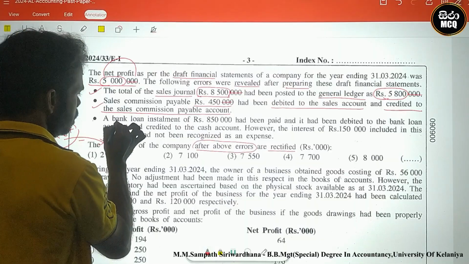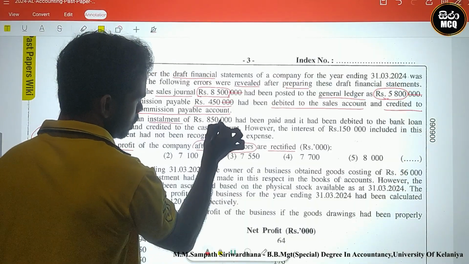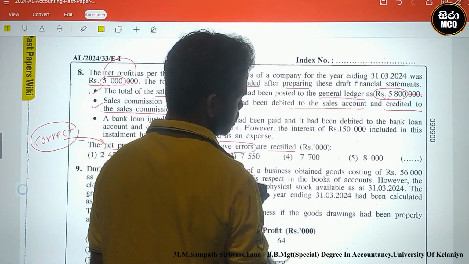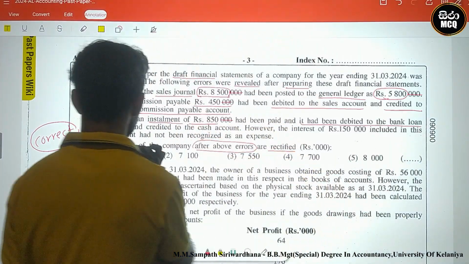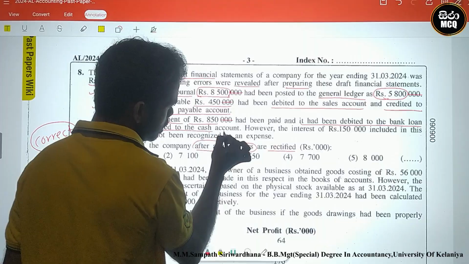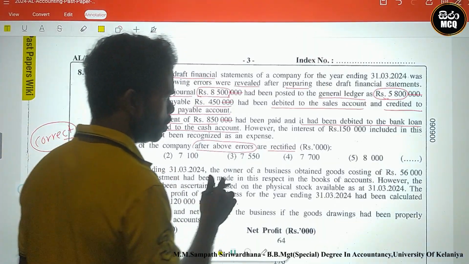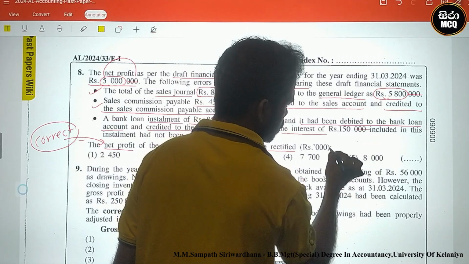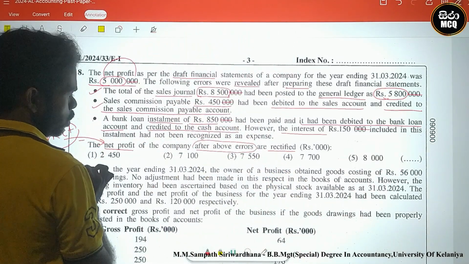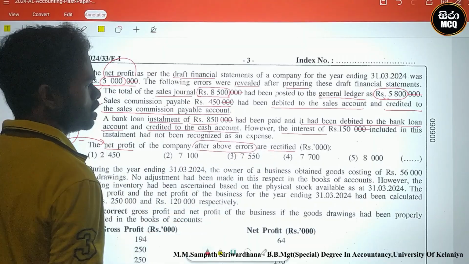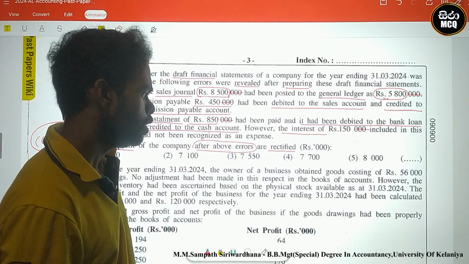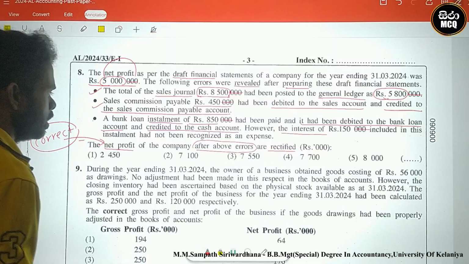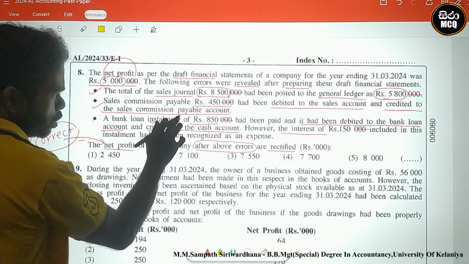Second one is okay. A bank loan installment of 850 had been paid and it had been debited to bank loan account and credited to cash account. This is the current situation. However, the interest of 150 included in this installment had not been recognized as expense. Look here, there is an expense recognition, but we use error corrections. Look here, bank loan installment 850.